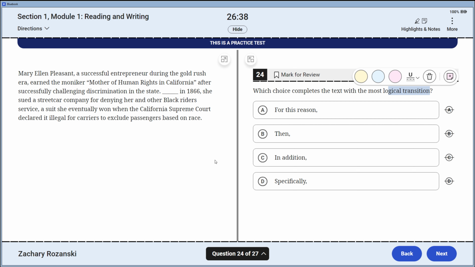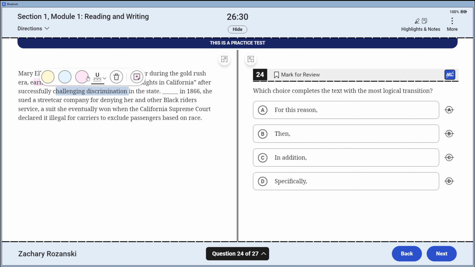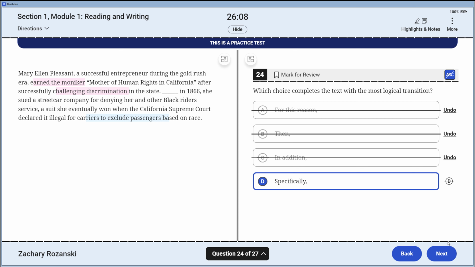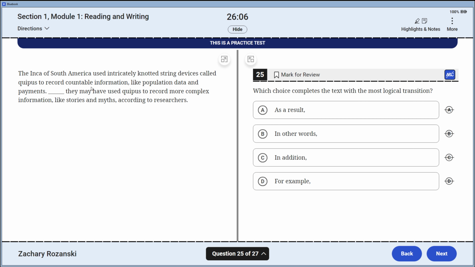On to 24. She is an entrepreneur, earned the moniker. We see that all the time in these questions. After successfully challenging discrimination in the state, she sued a streetcar company for denying her and other black riders a service. This seems to be what she did in order to challenge the discrimination. So it's going to be a specific example. Then it's not a sequence. It is that thing, not an after. It is that thing, not a second thing. And it wasn't a cause and effect. It is that thing. I'll look for this one.